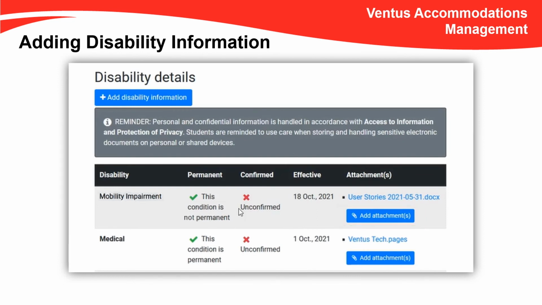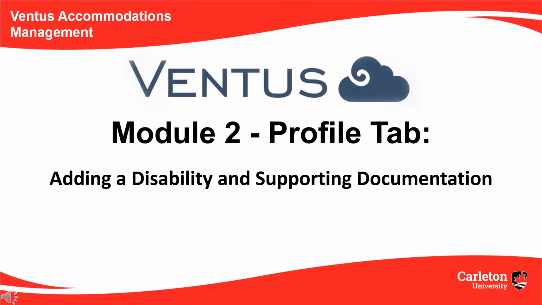Now you'll see that under the Disability Details heading, the disability is listed as unconfirmed until your coordinator receives and reviews the documentation. Thanks for exploring Ventus and how to add a disability and its supporting documentation.